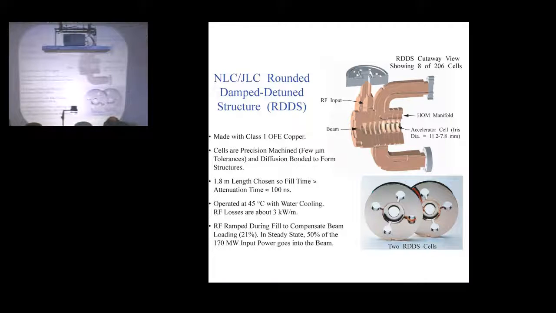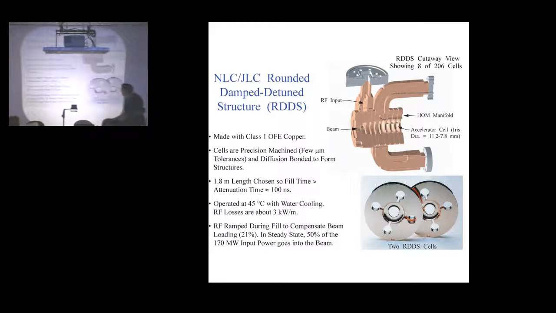These are operated at room temperature, actually above room temperature, and the losses are about 3 kilowatts a meter, so it has to be cooled. And in steady state, about 50% of the 170 megawatts that go into this to produce 70 MeV goes into the beam. So about half of the power goes into the beam, and then of course you have to fill the structure up front.